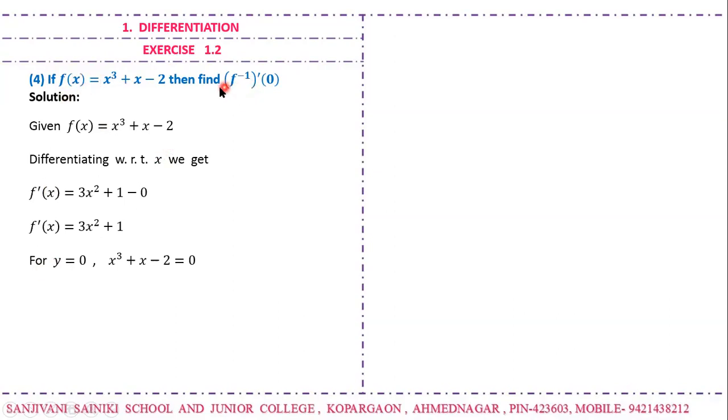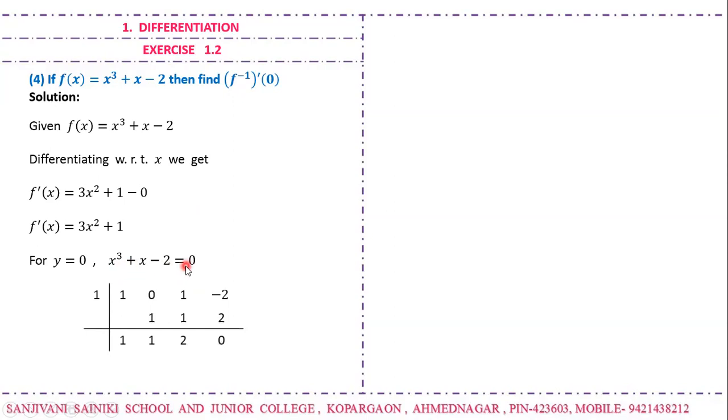Now what they have given is the derivative of the inverse function at 0. That means y is given and not x. Okay, y is given and not x. In the previous example we were given x and not y. So this is y is equal to 0. So we have to find the x. So we'll put this y here. Y means f of x is 0. So x cube plus x minus 2 is equal to 0.